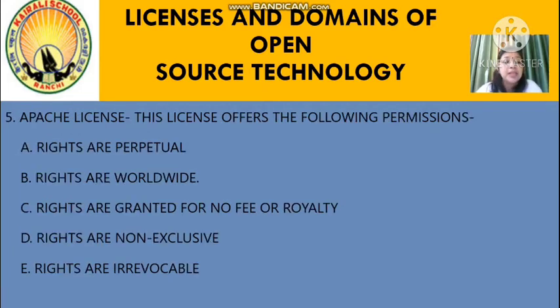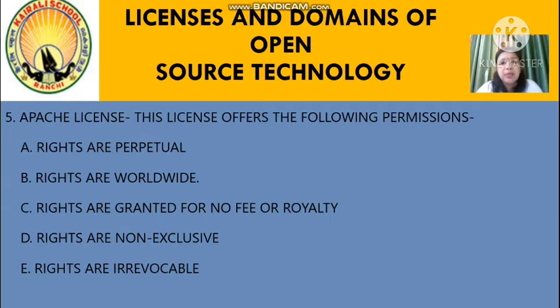The last one is the Apache license. If you remember, we had downloaded OpenOffice from Apache. Here also the rules given are that rights are perpetual. Once the license has been given to you, nobody can take it away from you. You can use it lifelong.